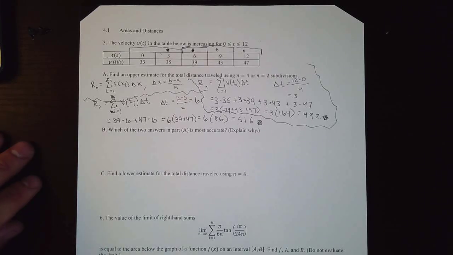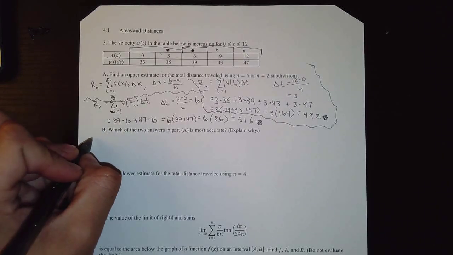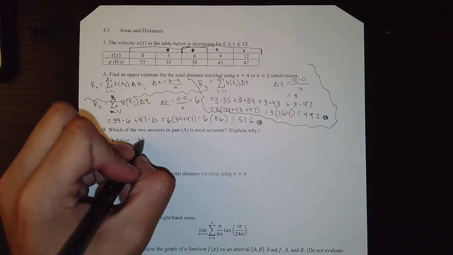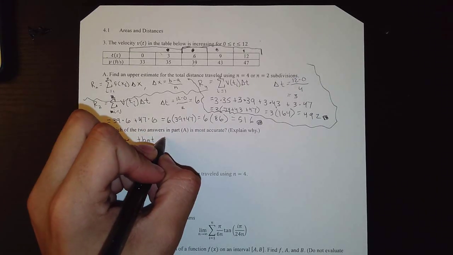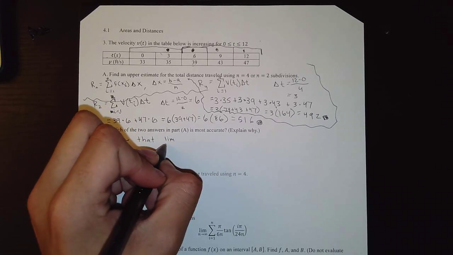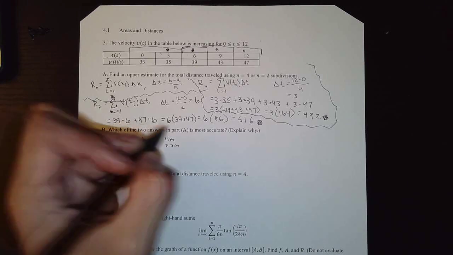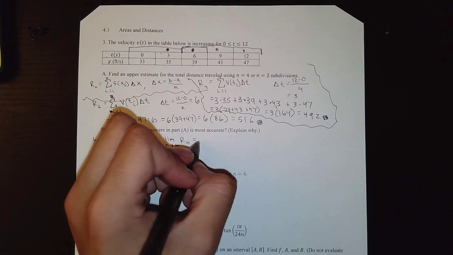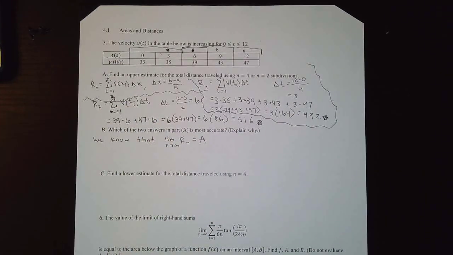So 4.1 part B, it says which of the two answers in part A is most accurate and explain why. We know that the limit as n approaches infinity of r sub n is the area, or is the total distance traveled.